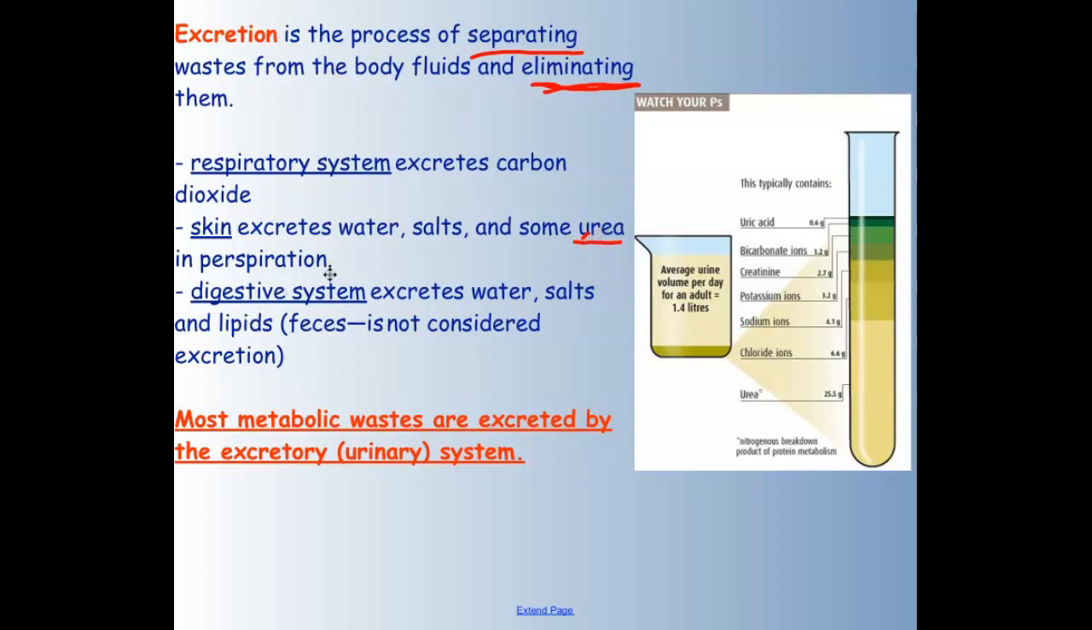And then the digestive system excretes water, salts, and lipids. We don't actually consider feces as an excretory product. It's actually excreting water, salts, and lipids from our colon back into our blood, which is the opposite of what you would think. But basically all the other waste products, other than the ones listed above, are excreted in our urinary system, or our excretory system, like the nitrogenous waste that we mentioned before.